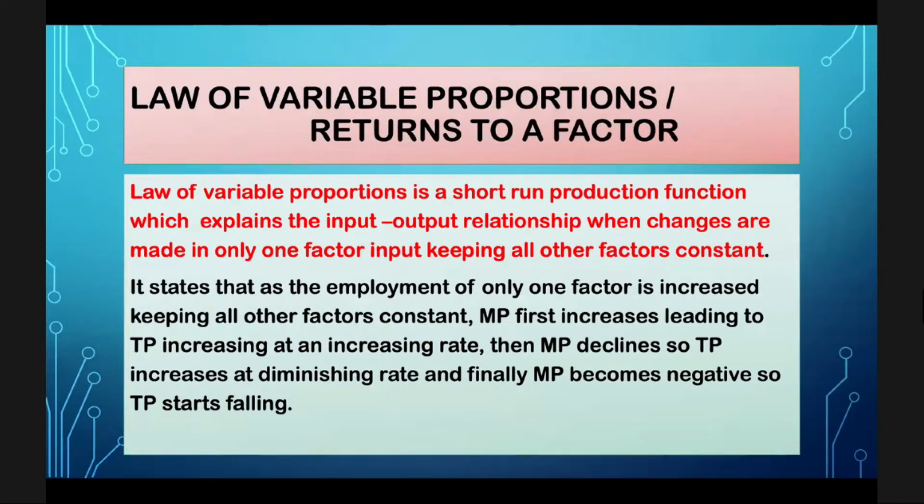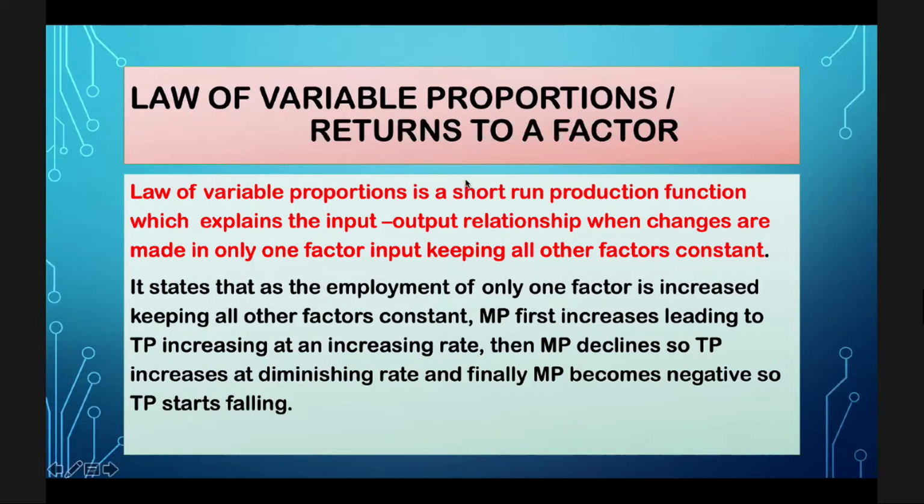Law of variable proportions is also known as returns to a factor. Why returns to a factor? Because here we are going to change only one factor, keeping all other factors constant. So we will see what return we get to that factor. It's a short-run production function. So naturally, today we have discussed that in a short-run production function, we study only the relationship between input and output, where only one factor is variable, keeping all other factors constant.